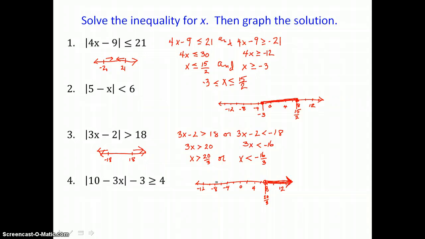Okay, and now my other critical value, negative 16/3, that's negative 5 1/3. So I'll locate that and label. Empty dot, because equals is not part of the inequality. X is less than, so I'll shade to the left. These values are less than negative 16/3. So we have the ends of the graph that satisfy this absolute value greater than inequality.